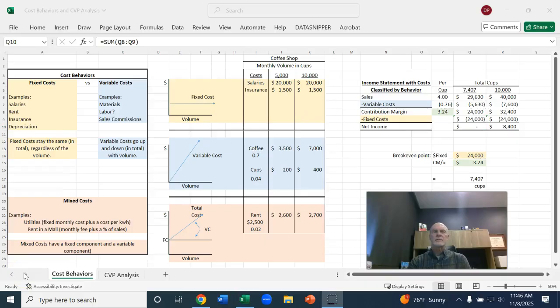In part 2 of this discussion, we'll look a little deeper into how to use our understanding of cost behaviors to analyze the performance of the business.